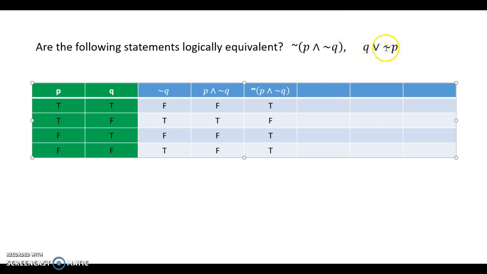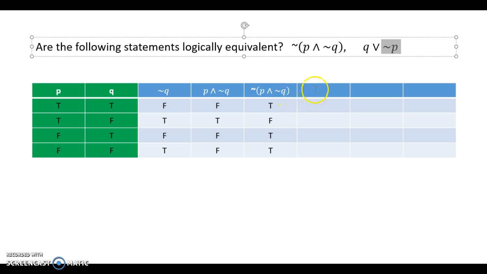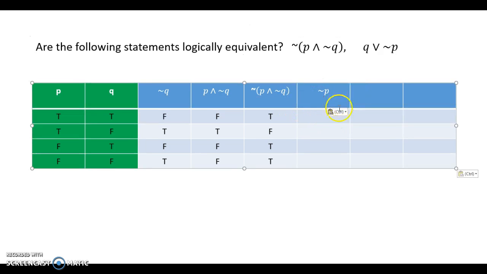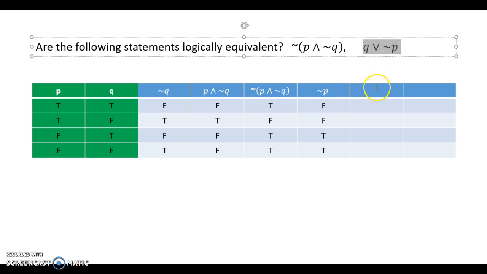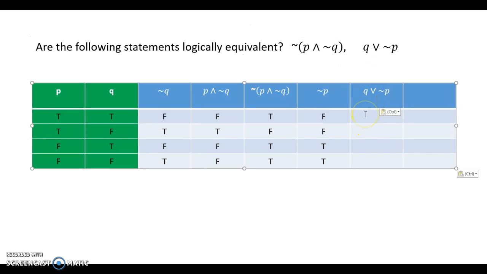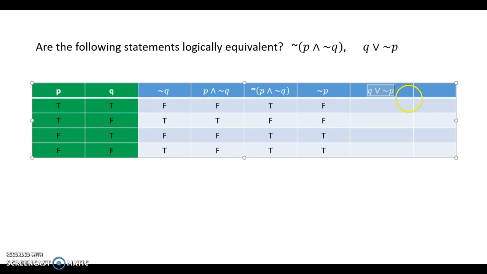In order to get that, it'd be nice to have a column for not P. Okay, so I'm looking for the column P, and I'm going to reverse all those values. And now I can set up this. So I'm looking for the column Q and the column not P. So here's my column Q, here's my column not P.